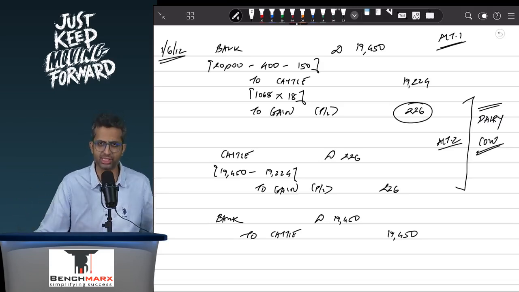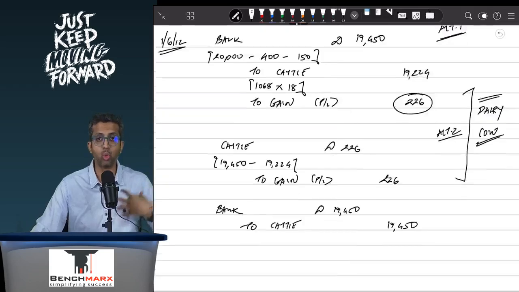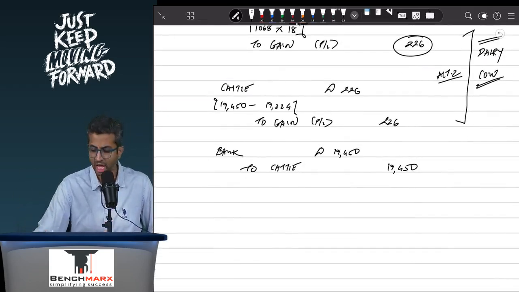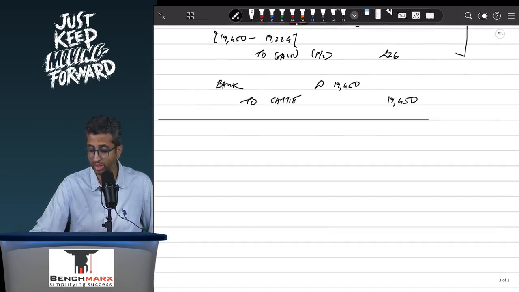And that is what the ICA has done. A lot of students are confused about why it is done separately. It is because the question had given you that this is a beef cattle. If it was a dairy cow, probably this treatment may not have been done.